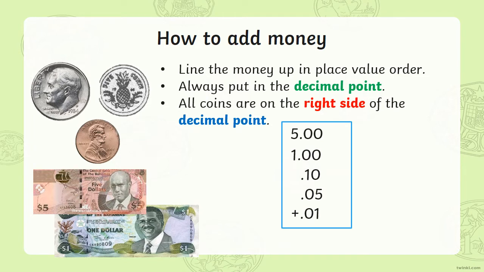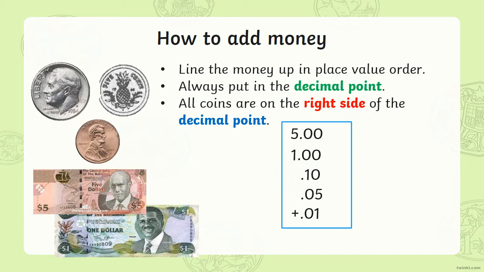Notice the $5, which is the larger value, is at the top. Then we have the dollar. Next, we have the 10 cents. We only have one piece of that, so only one. Next, we have the 5 cent. And last but not least, we have the penny, the 1 cent piece.